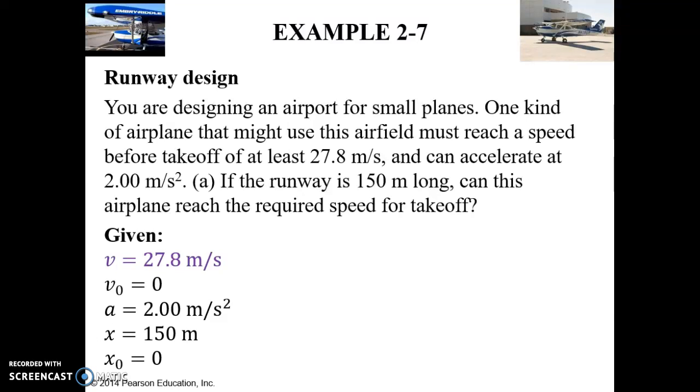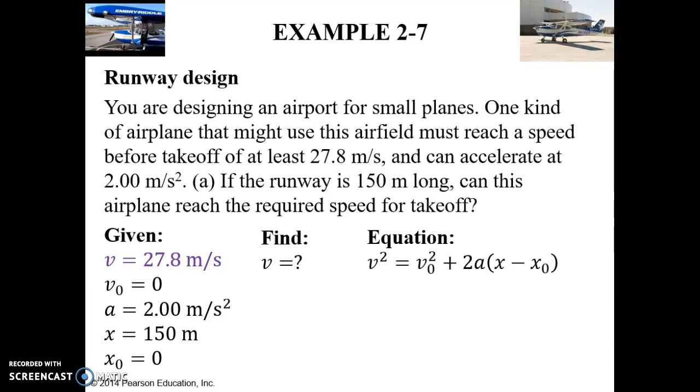The velocity is highlighted in purple because we're solving for velocity to see if it's equal or greater than 27.8 meters per second. If the velocity we find is less, then the runway must be longer for the airplane to gain enough speed for takeoff. The second step is to write down what you're finding, which is the final velocity.